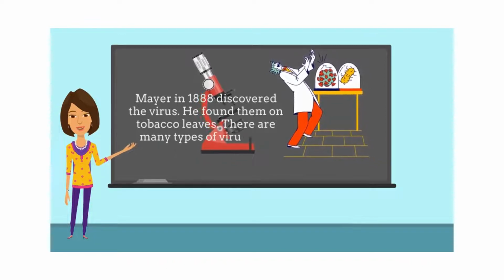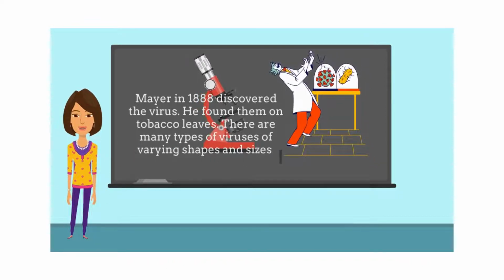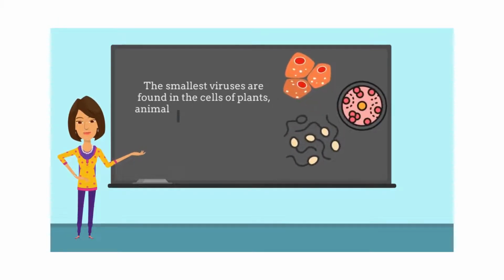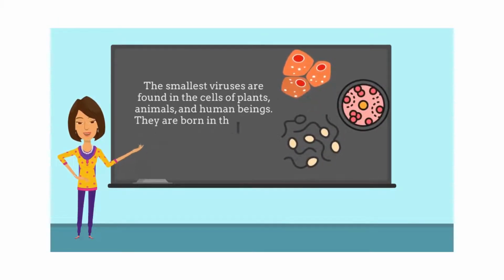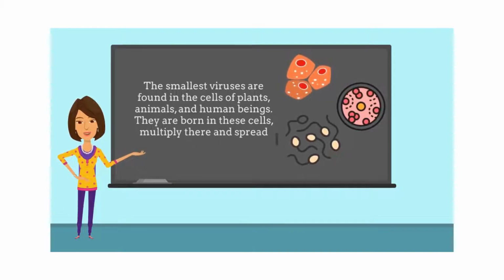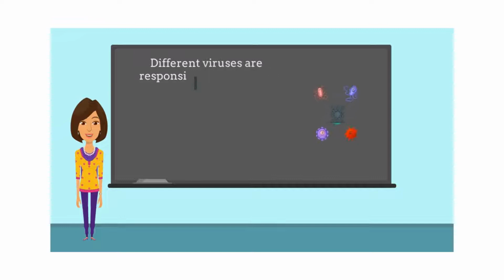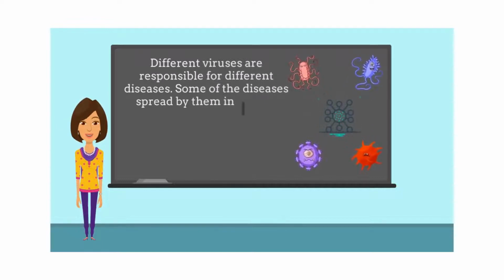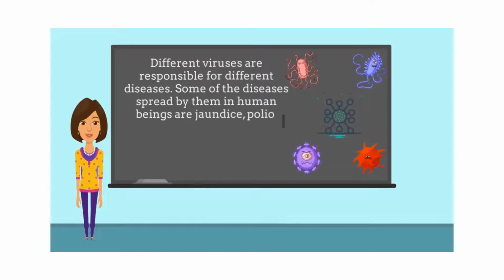There are many types of viruses of varying shapes and sizes. The smallest viruses are found in the cells of plants, animals and human beings. They are born in these cells, multiply there and spread diseases from there. Different viruses are responsible for different diseases. Some of the diseases spread by them in human beings are jaundice, polio, measles, smallpox, chickenpox, etc.